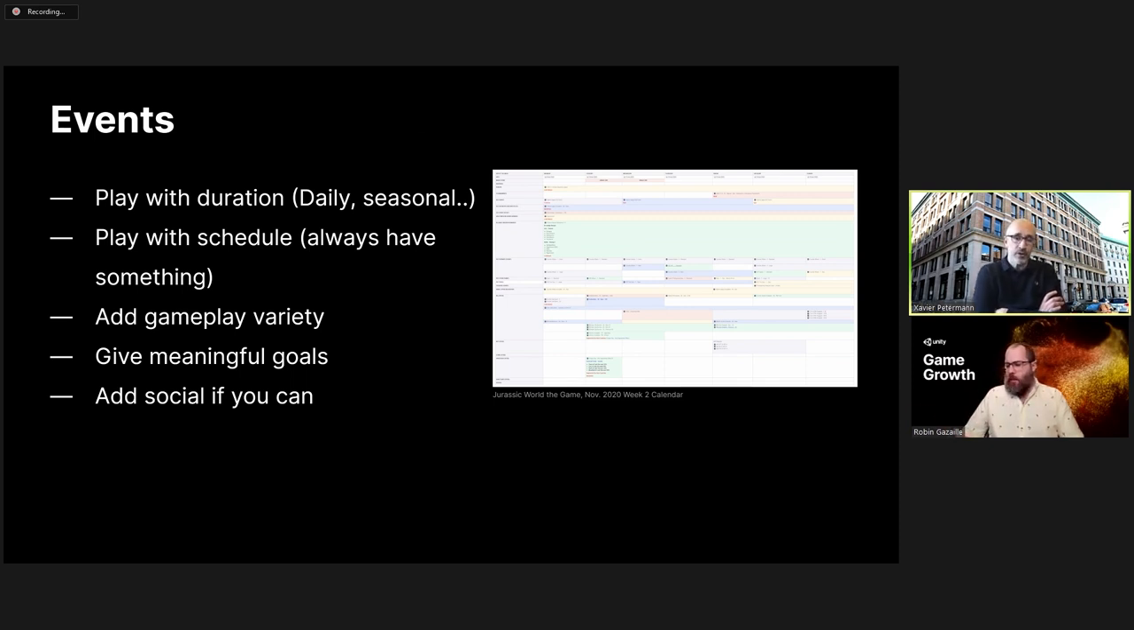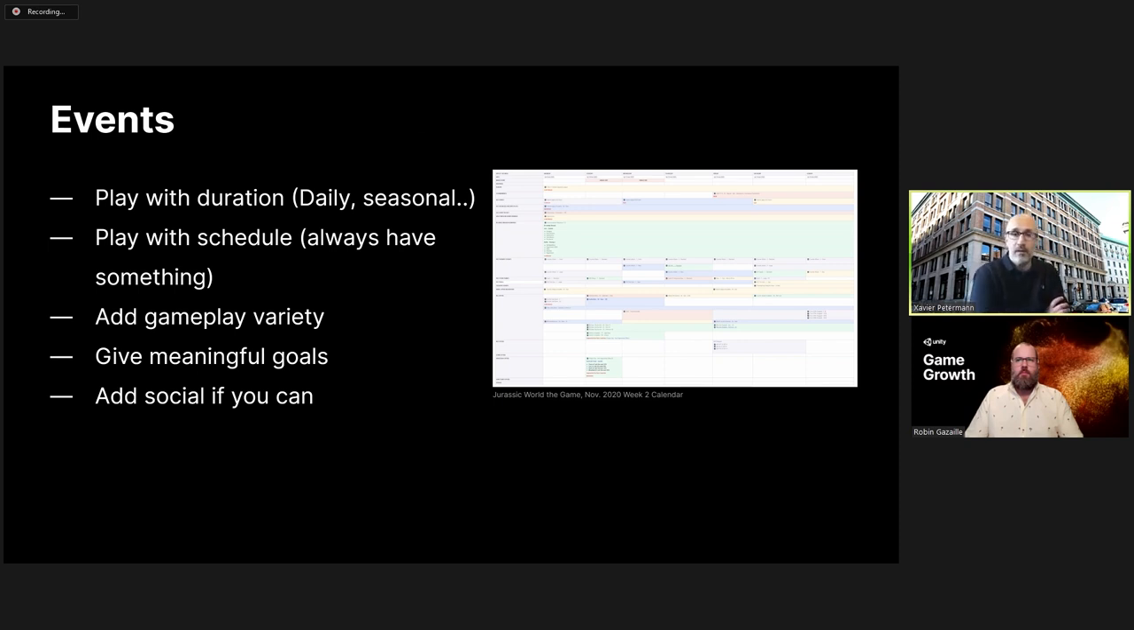And speaking of social, it pretty much is always very strong. There are some exceptions, but they're not that common. Generally, in any type of game, add social if you can. It makes for a stronger experience. It's really strong in retention because people build connections and bond with other players, and it gives extra meaning to those events and that gameplay.